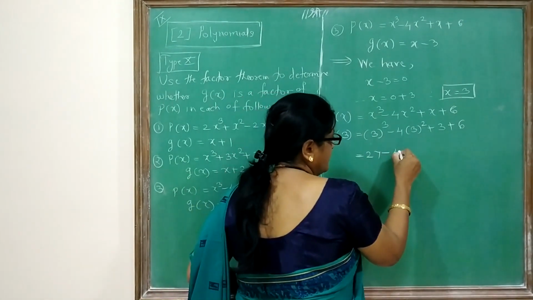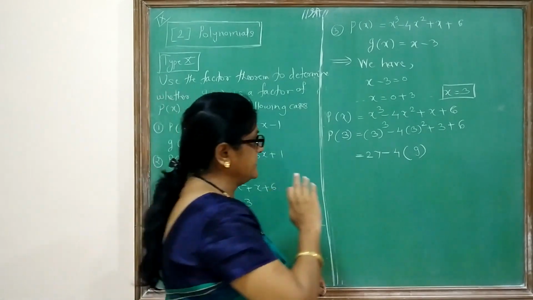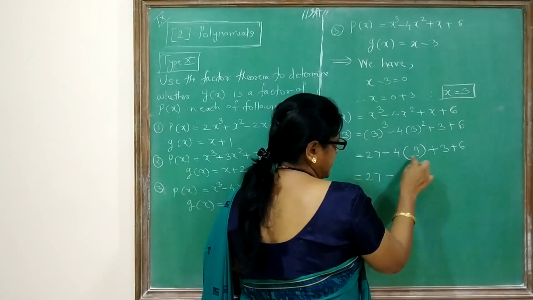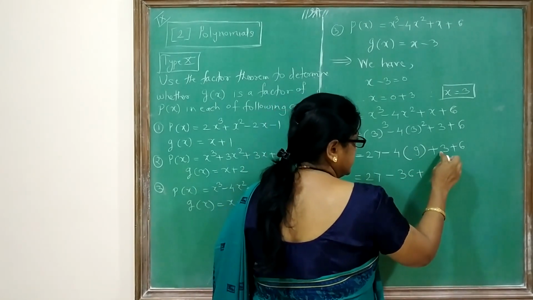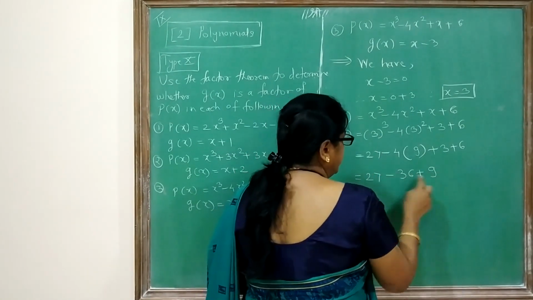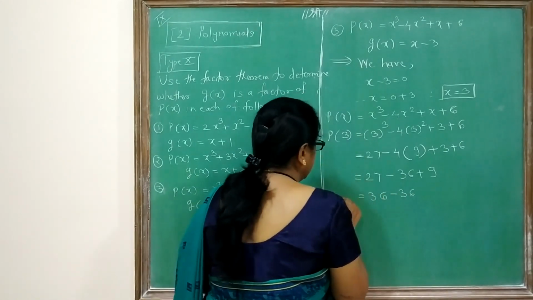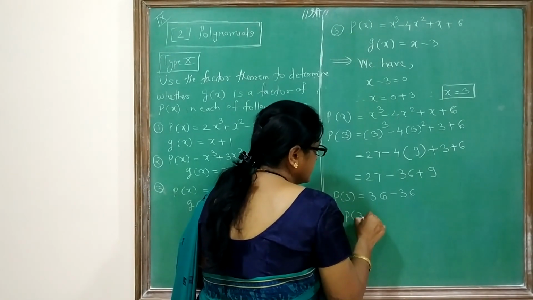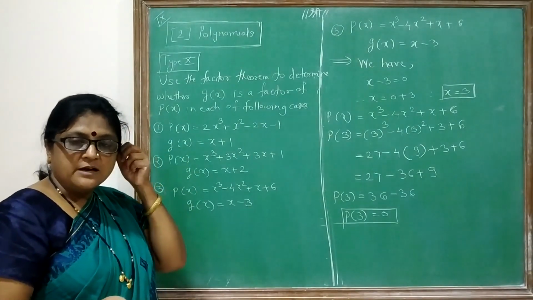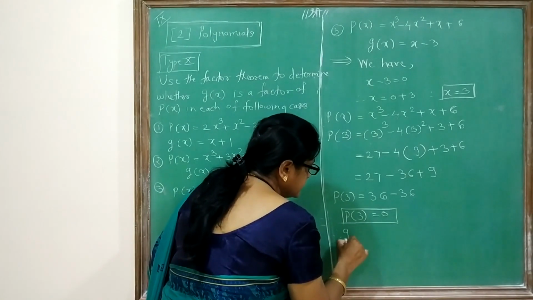This minus 4 will be same. This 3 square is 9, because 3 into 3 is 9. Plus 3 plus 6. Then 27 minus 9 fours are 36, minus 36, plus 3 plus 6 is 9. Then you will get 0. Means here remainder is 0. Means answer is g of x is a factor of p of x, because its remainder is 0.